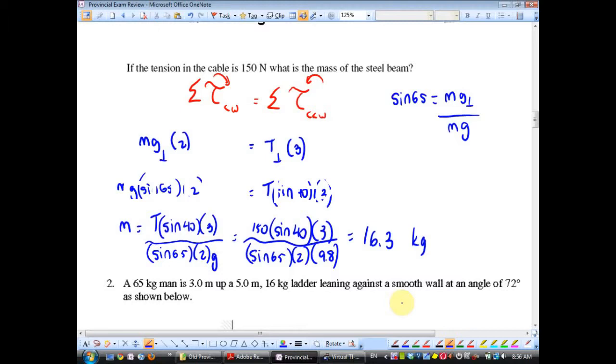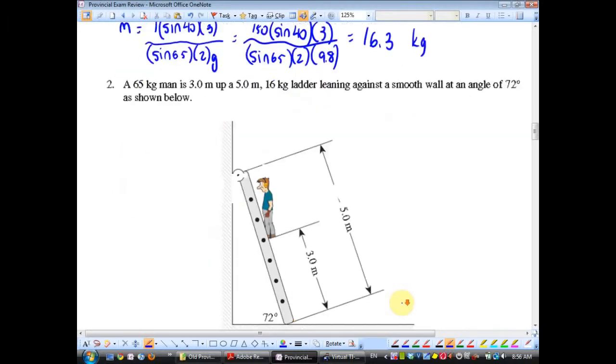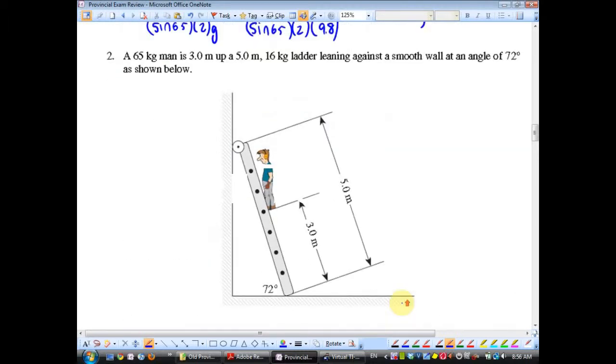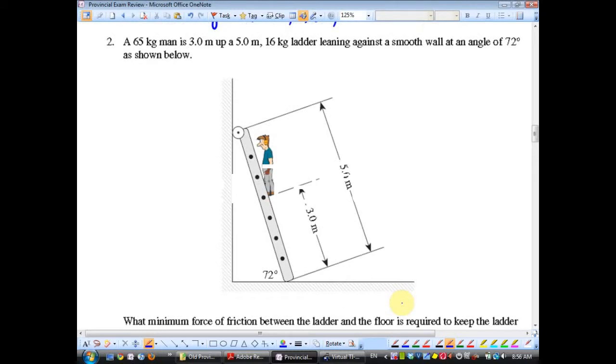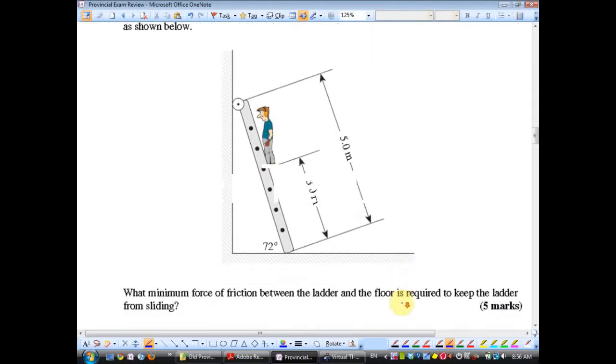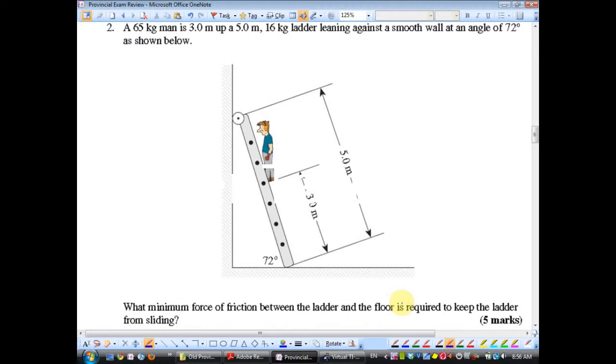Center of mass is weird, but yeah, well, here you go. Here's another one that shows up. I'm just going to get this one started, and then we'll talk about this. Can I get it all on one page? Yeah. The ladder question. In fact, I think in your notes I called this the famous ladder problem. They want us to find the minimum force of friction between the ladder and the floor that's required to keep the ladder from sliding.